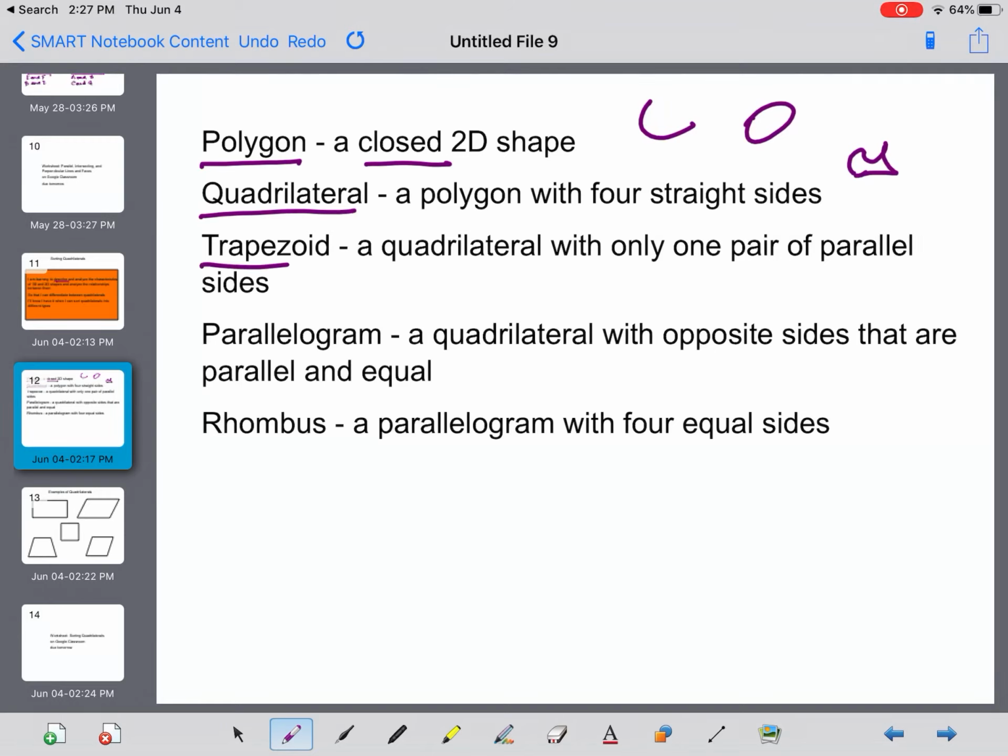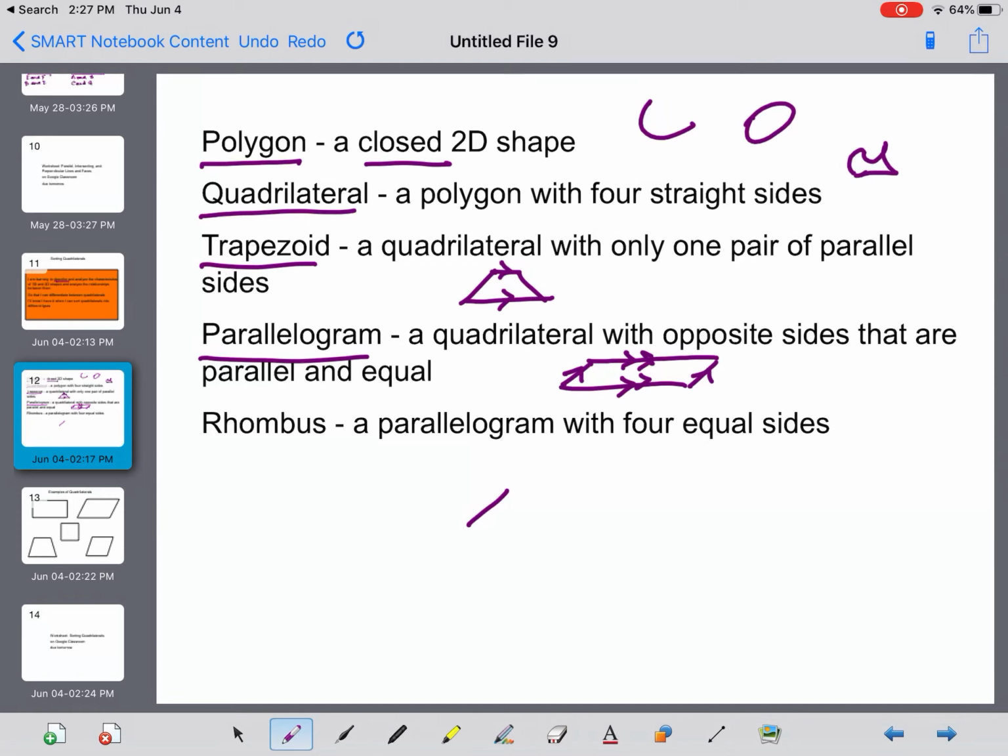A trapezoid is a quadrilateral with only one pair of parallel sides. Something like this, where the top and bottom lines are parallel, would be a trapezoid. A parallelogram is a quadrilateral with opposite sides that are parallel and equal. Something like this would be a parallelogram. We've got parallel sides here, and parallel sides right here. Then a rhombus is a parallelogram with 4 equal sides.